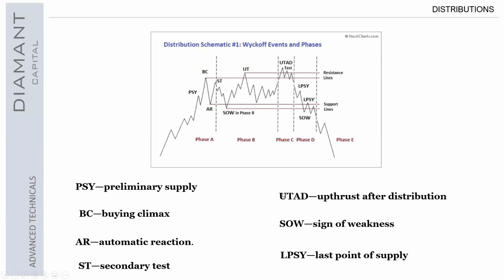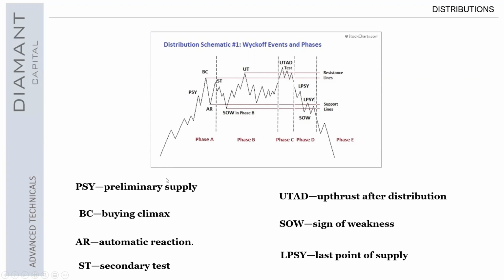Now, again, the terminology is going to be similar in some way, but you've got a bit of a change with some of them. So the PSY is going to be preliminary supply. Then you've got the buying climax. Remember last time how we had selling climax, we've got buying climax this time. The AR produces that range. So remember the consolidation that we're talking about. We get that between the buying climax and either the PSY or the AR.